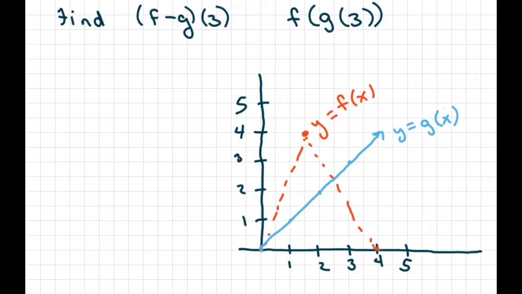Everyone, we're going to find f minus g of 3 and f g of 3 given the graph. And for the graph, you're going to have to figure out what the equation is to do this. So the first one right here is easy. This one is just y equals x, because everything matches up. 1 maps to 1, 2 maps to 2, 3 maps to 3, and 4 maps to 4.